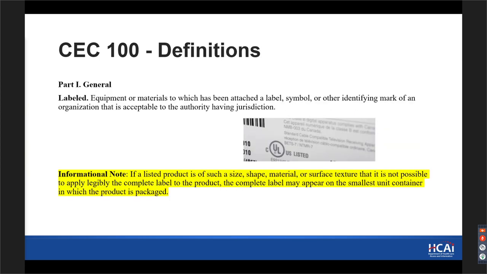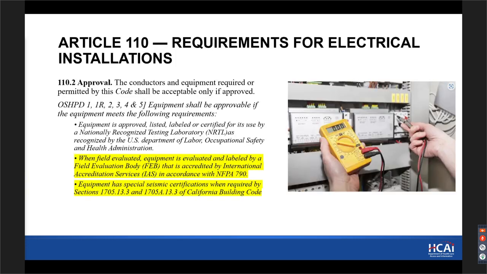Labeling. This informational note was added that while equipment needs to be labeled, if a listed product is of such a size, shape, or material, or surface texture that it's not possible to apply a label, the labeling can appear on the packaging. So this is for our field staff. Labeling on packaging is acceptable.